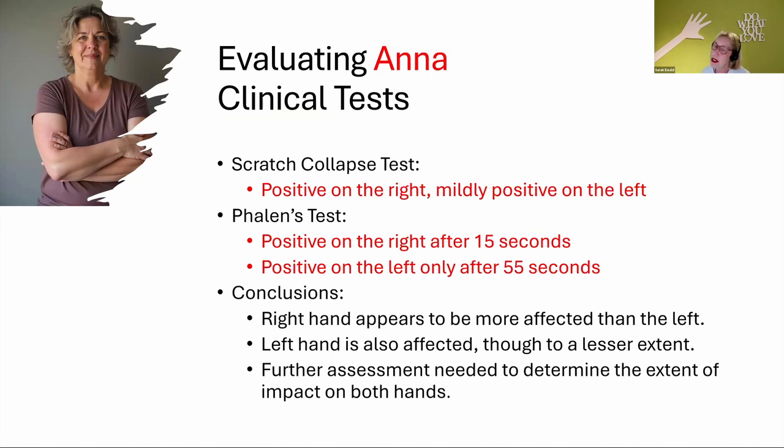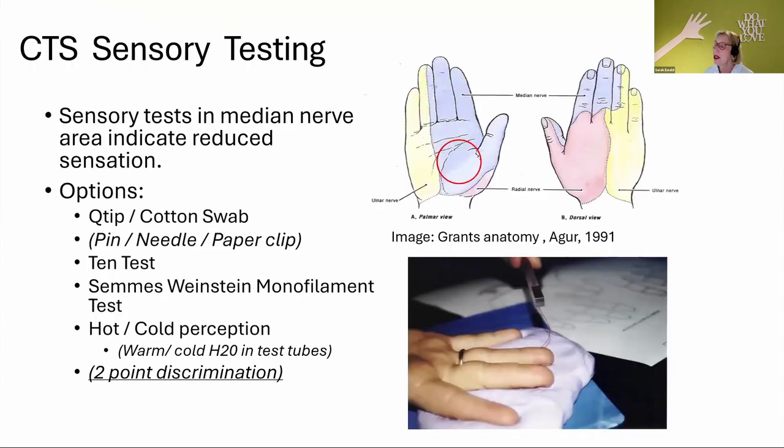My conclusions: the right hand appears to be more affected than the left, but the left is also affected, to a lesser extent. Further assessment is needed to determine the extent of the impact on both hands and to guide our treatment. So we're going to look at some quantitative sensory testing here. We want to attempt to identify how much sensory function has been impacted.